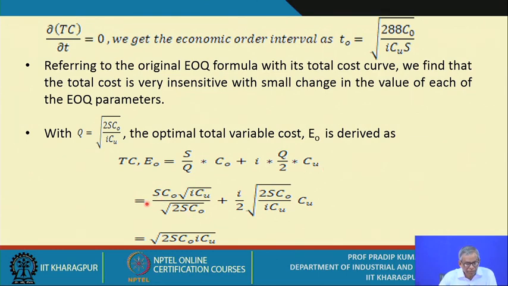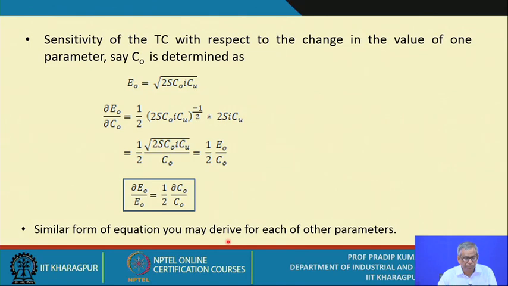Now Q is replaced with Q star, that is root over 2 S CO by ICU. When you substitute this expression of Q in this equation, you find that the optimal total variable cost, with the notation E subscript O, is root over 2 S CO into ICU. Okay, root over 2 S CO ICU. So this is the expression we have.